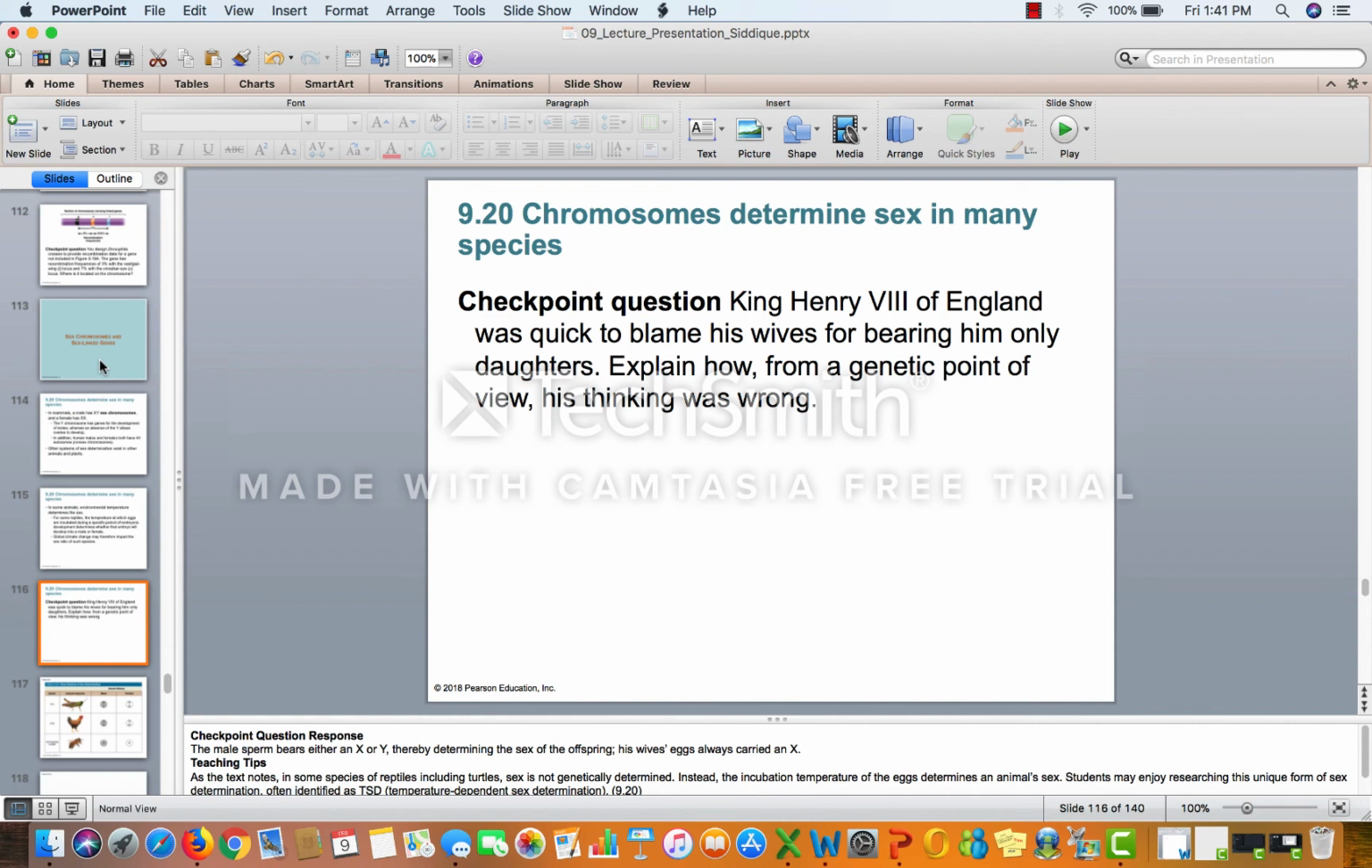Okay, so King Henry VIII of England was quick to blame his wives for bearing him only daughters. How awful. Explain how, from a genetic point of view, this thinking was wrong. Because males are the ones that give either the X or the Y, so the males determine the sex. The wives always carry two X's, so the wives will always give an X. So gentlemen, quit blaming your wives for giving you another son or daughter. Blame yourselves, because you're the ones that give the X or the Y.